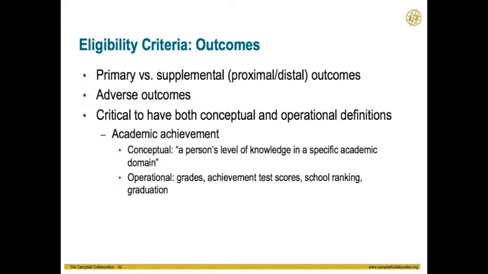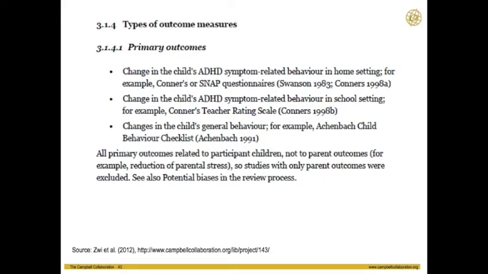Okay, so other things to think about with your outcomes is, obviously you want to have good definitions. So, for instance, if you're going to be looking at academic achievement outcomes, it's nice to have both a conceptual definition of that, so a person's level of knowledge in a specific academic domain, but also to have those operational definitions. So what does that mean? Are you going to only include grades? Are you only going to include achievement test scores, school ranking, graduation outcomes? You need to define what will actually qualify as an achievement outcome that will be included in your review.